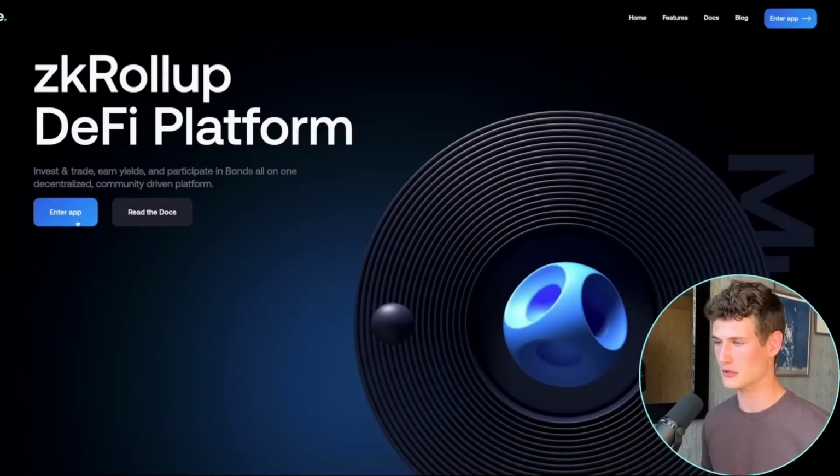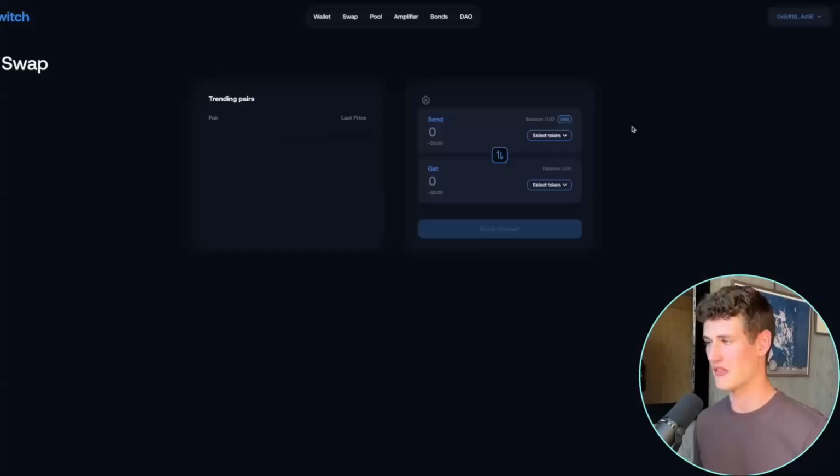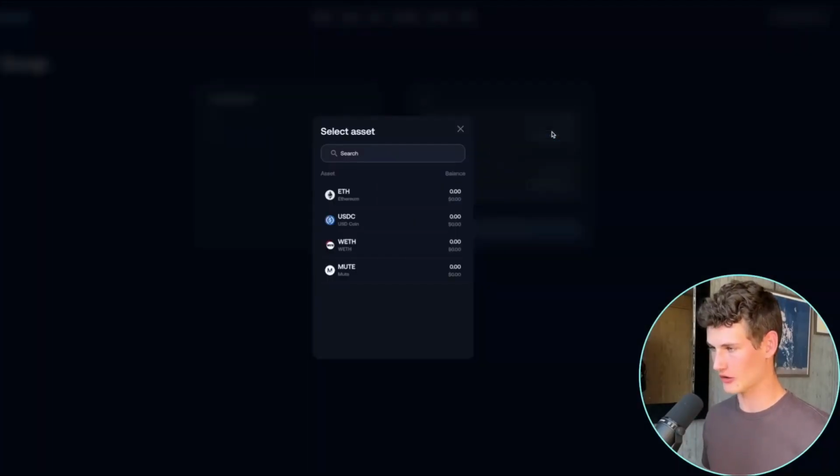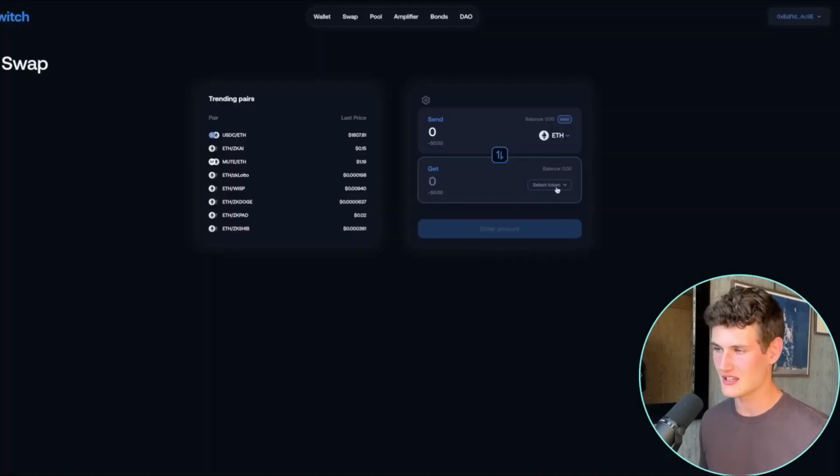If you go to Mute here, we can press enter app, and this is, as mentioned, a decentralized exchange. So what are you able to do here? Well, you're able to swap tokens. So what you can do is you can swap some Ethereum for some USDC, the other way around, etc. Because this essentially shows that you're using the dApps, you are interacting with smart contracts, and you're also transacting volume.